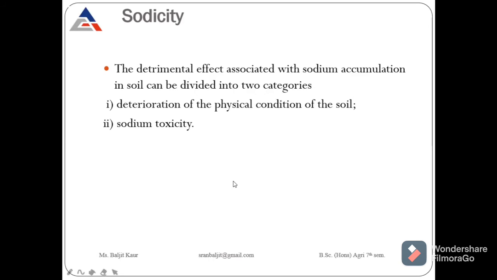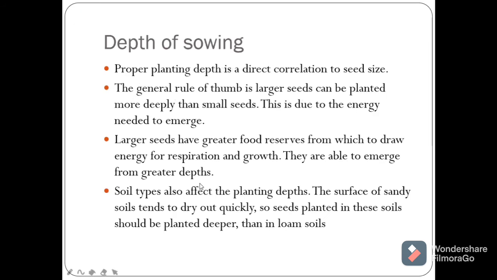So this is about the soils, and how soils can affect the growth and development of the vegetables. Next is depth of sowing. Depth of sowing in the soil also determines the germination of the seeds and their growth. So the depth of sowing should be proper.